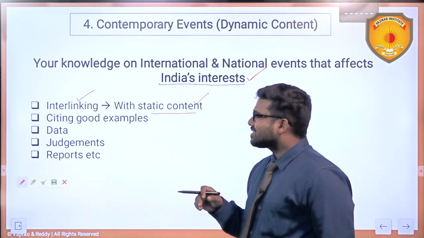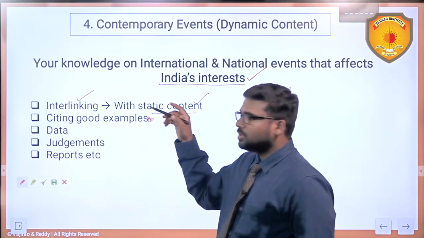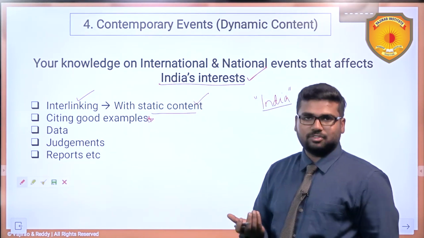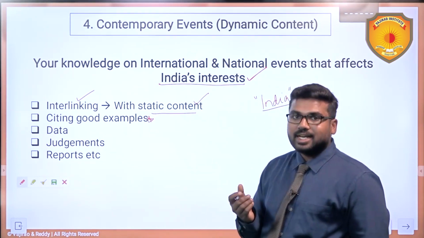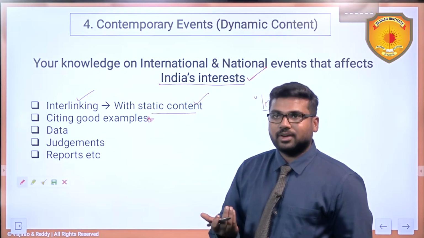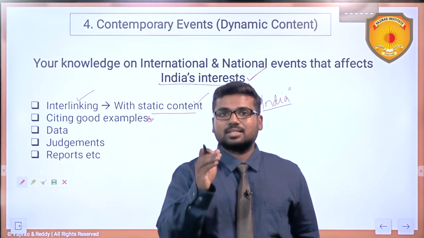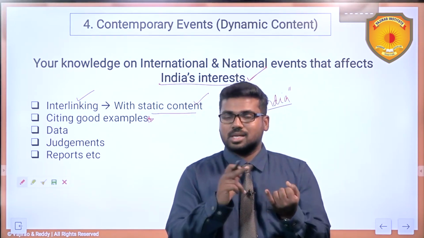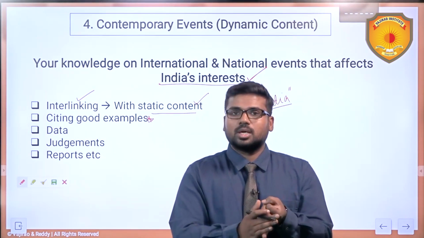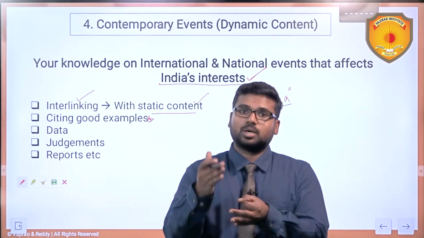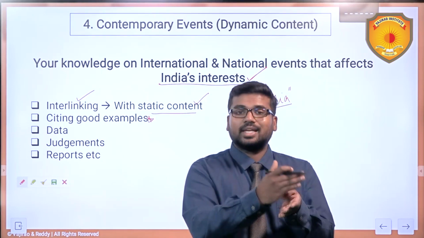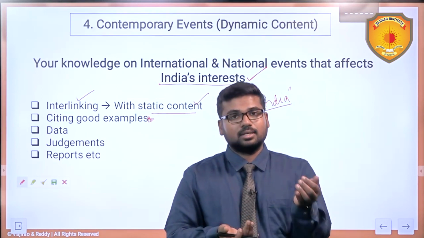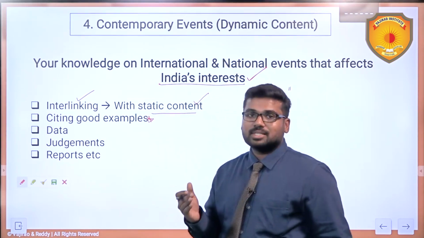Next, the citing of good examples. This will help in making your content novel. Some of the examples you can gather from current affairs. Then comes the data. Sometimes you need to justify a particular trend by citing data or statistics. This is where we refer to sources such as the Economic Survey or reports released by NITI Aayog, different ministries, or various international organizations and fora. We take the data from there and cite it appropriately.